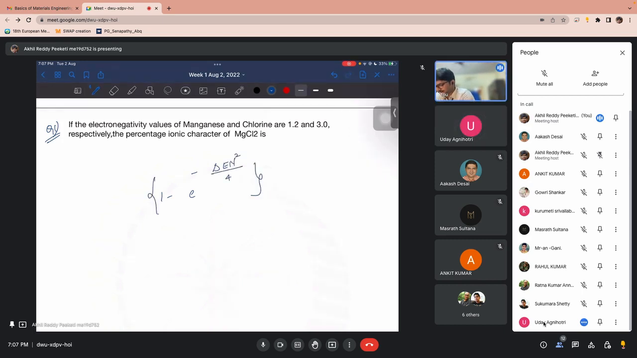Yeah, exactly. So is this what you are saying? Yes. So this is the actual formula to estimate the percentage ionic character, and can you explain why this percentage comes into picture? Because we know the types of bonds are ionic bonds and covalent bonds. We have metallic bonds or hydrogen bonds or van der Waals bonds. So why are we looking at percentage ionic character?